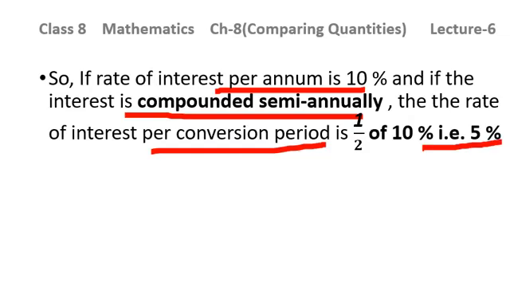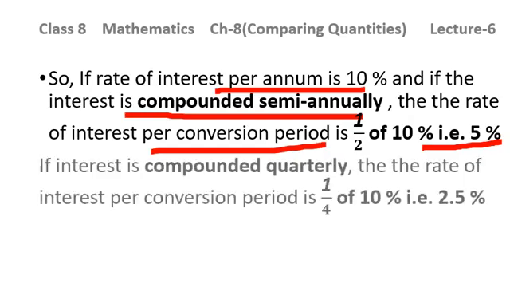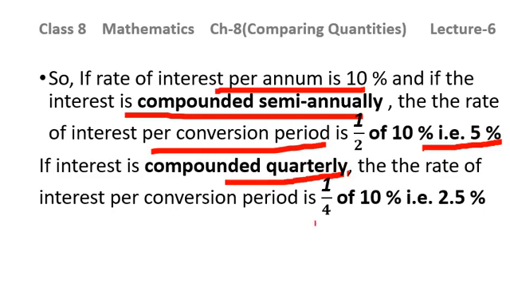Why have we divided it by 2? Because in a year there are two conversion periods, two half years are there, so it will be 10/2, that will be 5. And if interest is compounded quarterly, how many quarters are there in a year? 4 quarters, 4 conversion periods, so it will be divided by 4. The same 10% being divided by 4 will give you 2.5%. If it is quarterly, it will be divided by 4. If it is semi-annually or half yearly, it will be divided by 2.